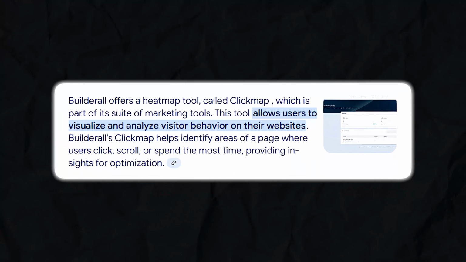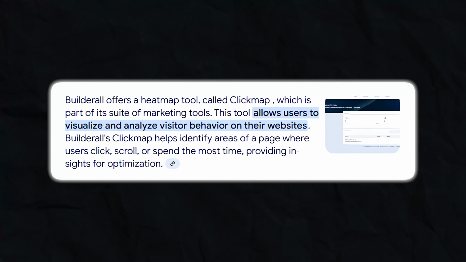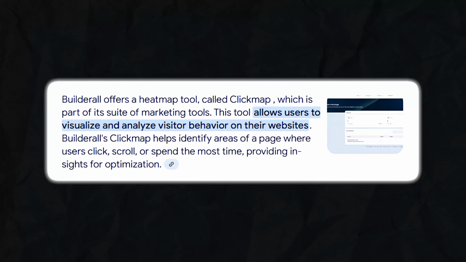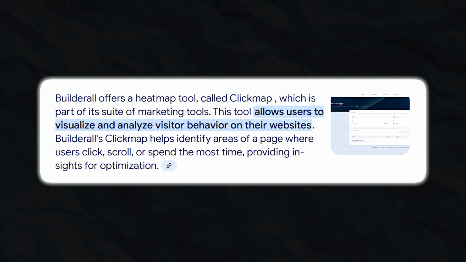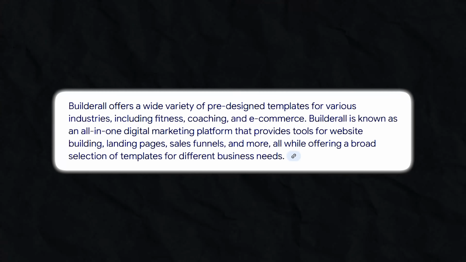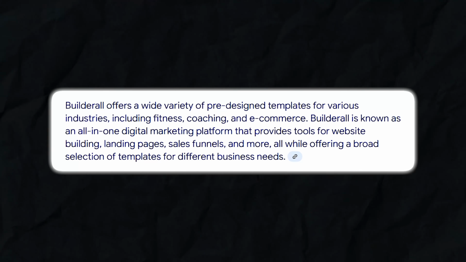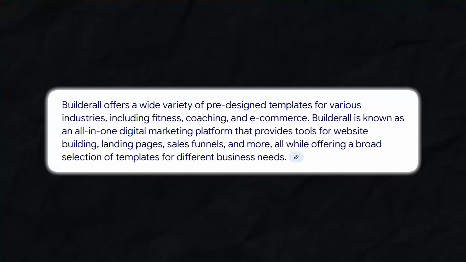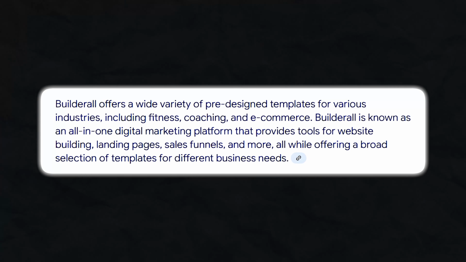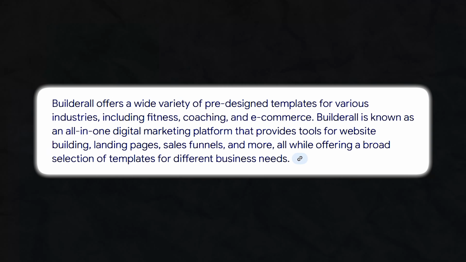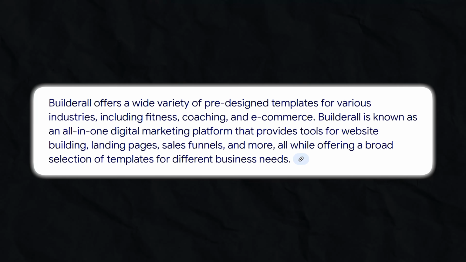There's also a heat map tool called ClickMap, which shows where users are clicking on your site. It's not as detailed as something like Hotjar, but it's a helpful way to get a basic sense of what's working and what's not. Templates are another strong point. With over 400 pre-designed options across industries, from fitness to coaching to e-commerce, you're not starting from a blank slate. You can easily swap out the content, colors, and layout to match your brand.